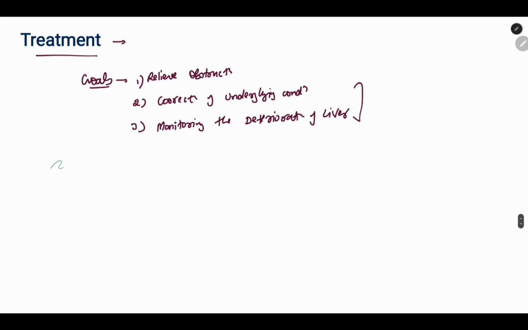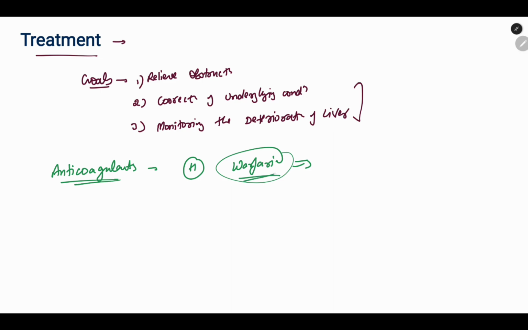In the treatment, we can give the patient anticoagulants. Initially the patient is given heparin, and then it is slowly transitioned to warfarin, which is given for a very long duration. Then we can also give thrombolysis and stenting therapies. Surgical decompression can also be considered in acute forms. So this was all about the treatment part and all about Budd-Chiari syndrome.